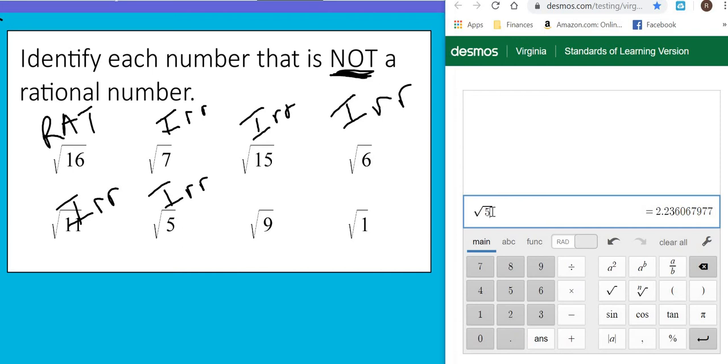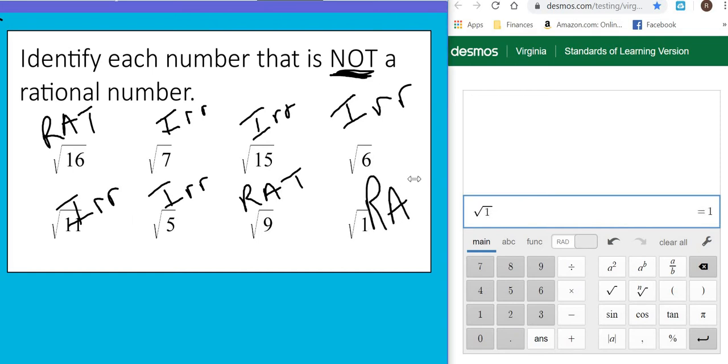Now let's try the square root of 9. 3. Definitely rational. And the last one, never skip anything. Put them all in your calculator. Square root of 1 is definitely 1, so that is rational.